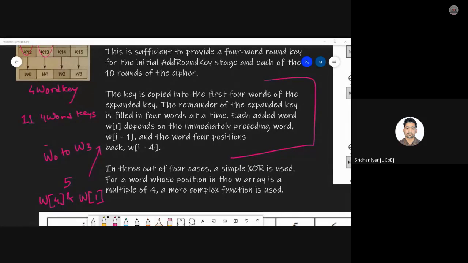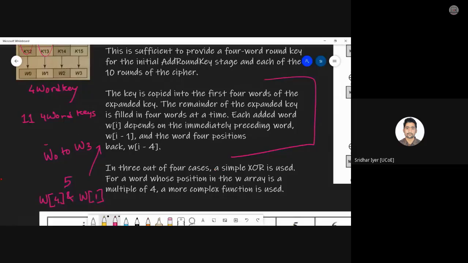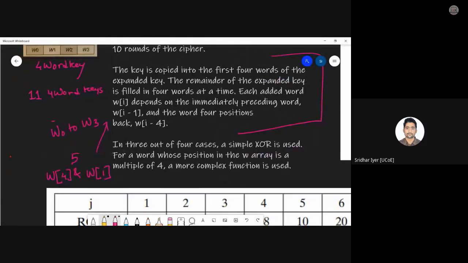Fine. Okay. But it is not as simple as it looks. As you can see, in 3 out of the 4 cases, a simple XOR is performed. That is, if I want W5, then a simple XOR will be performed between W4 and W1. But wherever we are trying to find something which is a multiple of 4, for example W4, W8, W12, etc., a complex function is used, which is nothing but g, or a generator function. We'll see later what exactly it is.